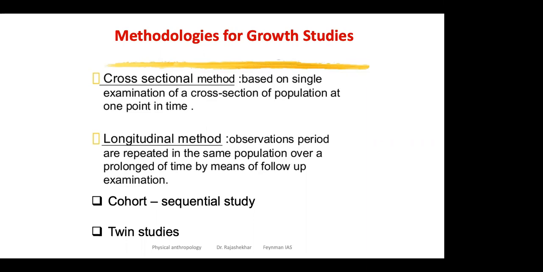So what is the difference between the cross-sectional method and the longitudinal method? Basically, what are we trying to learn here? We're trying to learn how you actually understand various components of growth and development. How do you study them? What approaches or methodologies can we use? One method is cross-sectional, another is longitudinal, and then I'll explain cohort. We already discussed twin studies, correct? You can also mention that twin studies are used in understanding the genetic components.